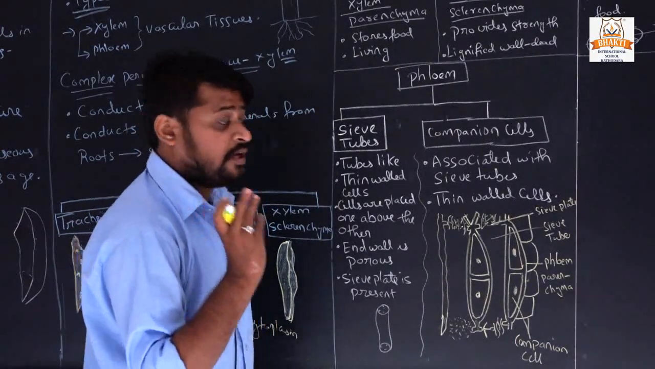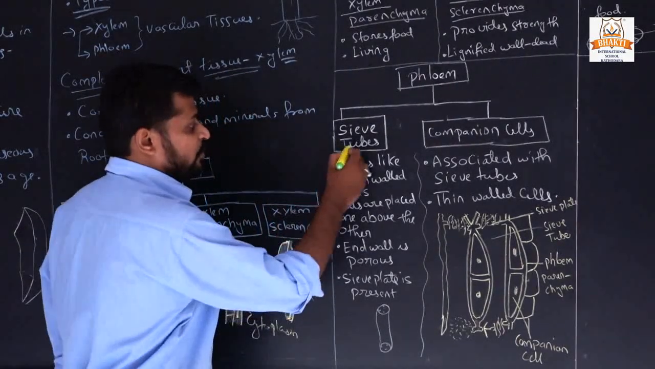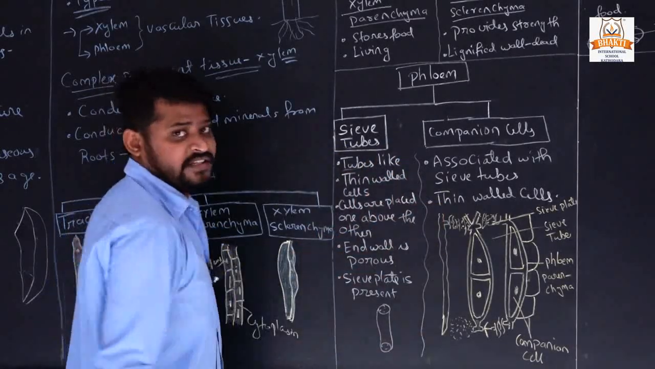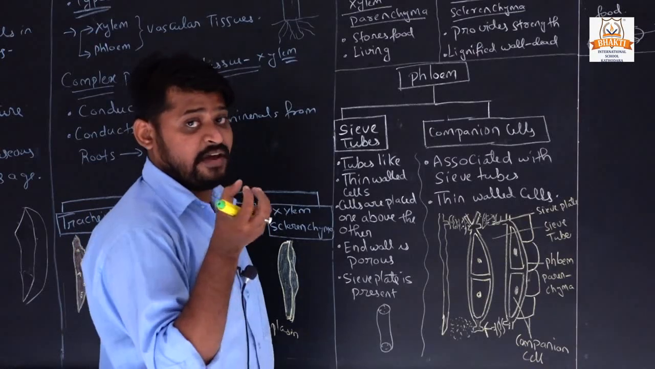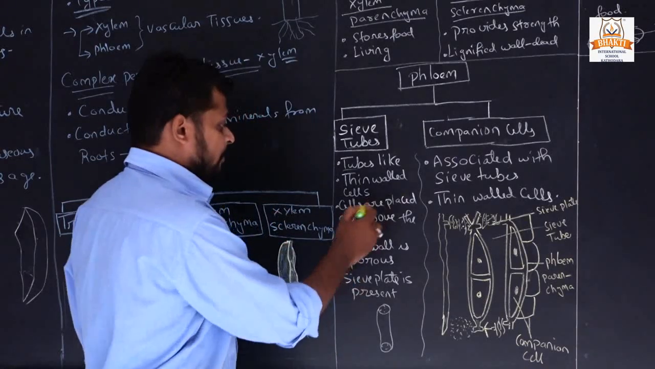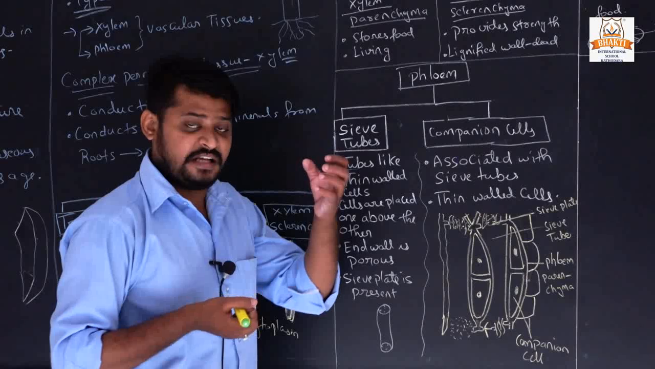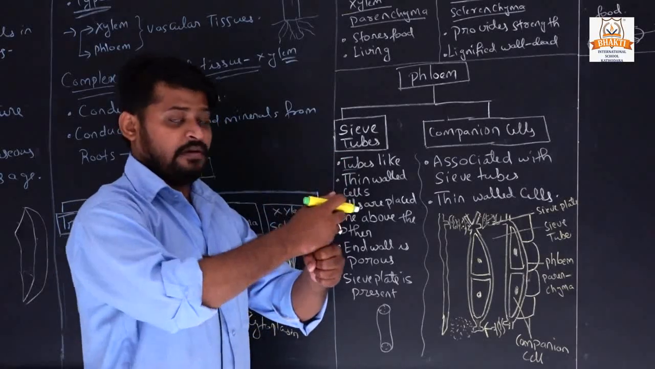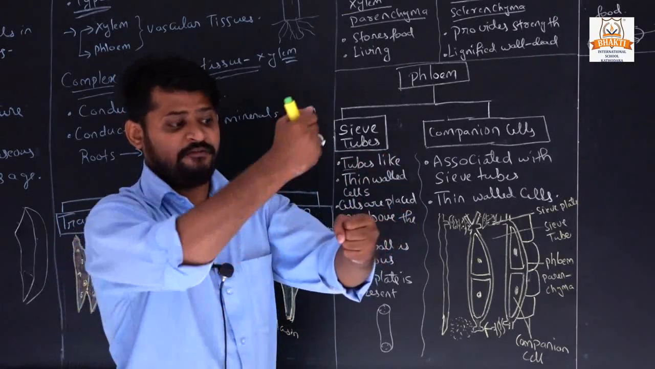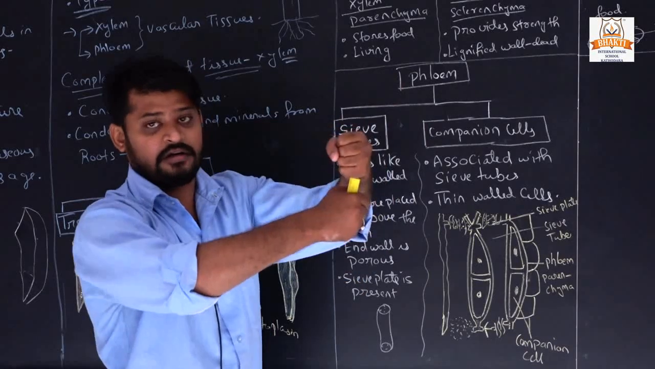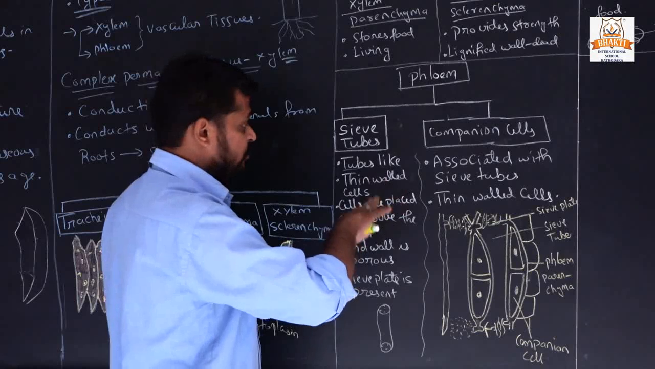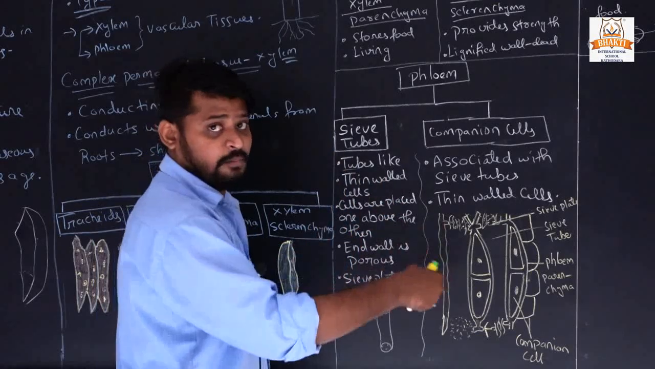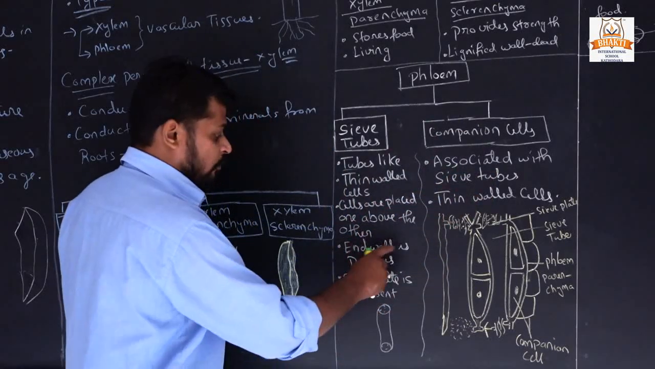Now sieve tubes. The structure of sieve tubes is like a tube. The word tubes is used, that's why it is a tube-like structure. Thin wall cell means the walls of the sieve tubes are very thin. Cells are placed one above the other: we place one sieve tube cell, then another, then a third, arranging the cells one above the other. And the wall is porous.